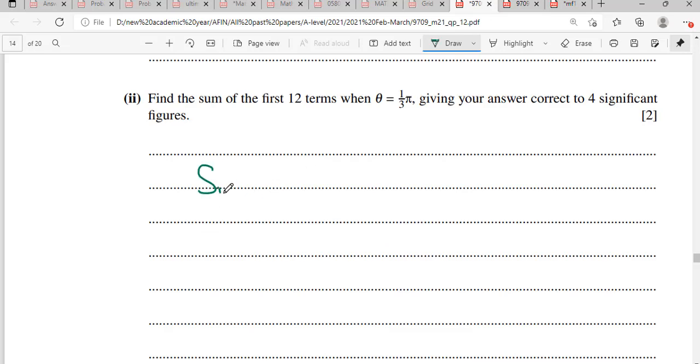Then S12, because we want to find the sum of the first 12 terms, is equal to A, which is cosine theta, where theta is 1 over 3 pi, times 1 minus R to the power n. We found R, it was 1 minus cosine squared, which is sine squared. This one is in the rule, 1 minus R, and R is sine squared of 1 over 3 pi. And this should be power 12.